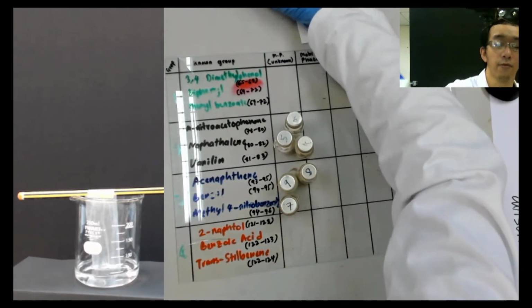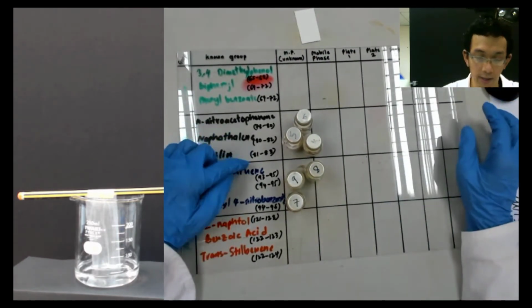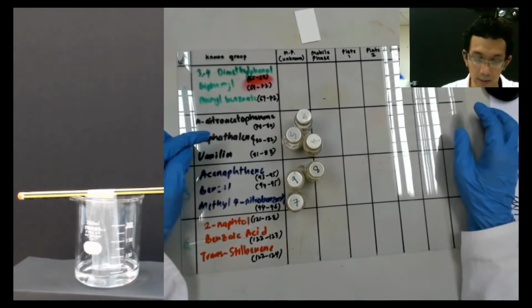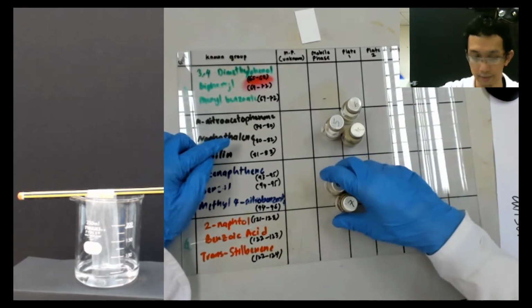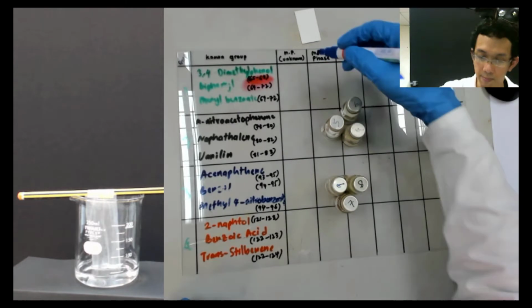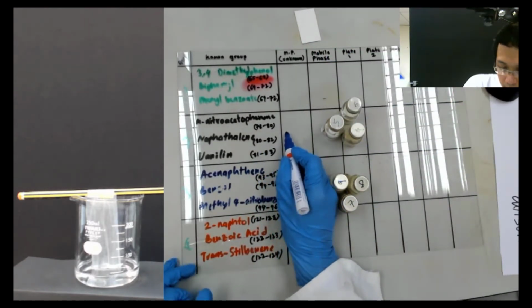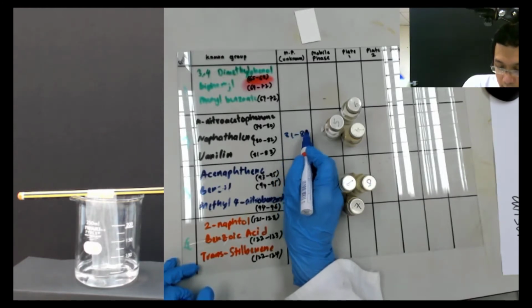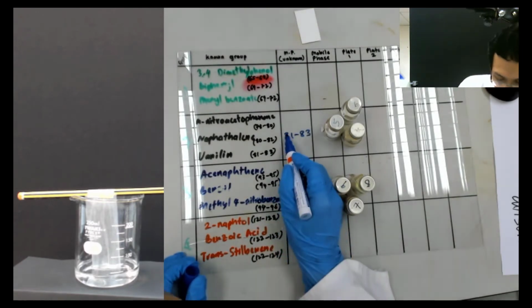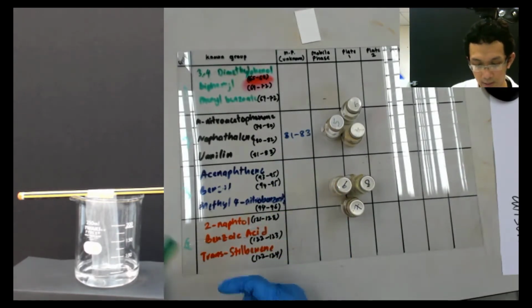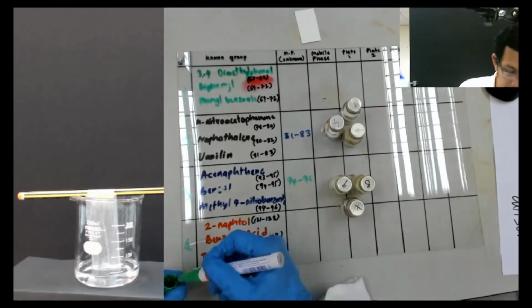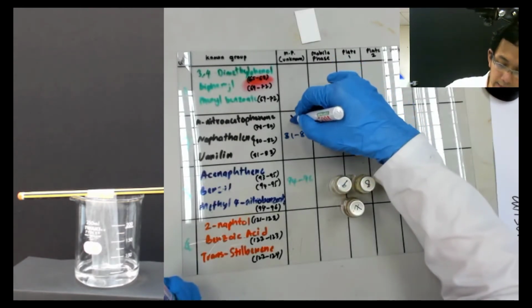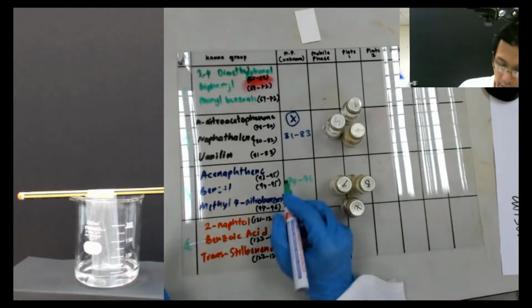Okay, Hannah, you said the melting point for the unknown is from what to what? 81 to 83. And Sarah, the group 3, from what to what? 94 to 96. Okay, so we put this as X, and this we put as Y.